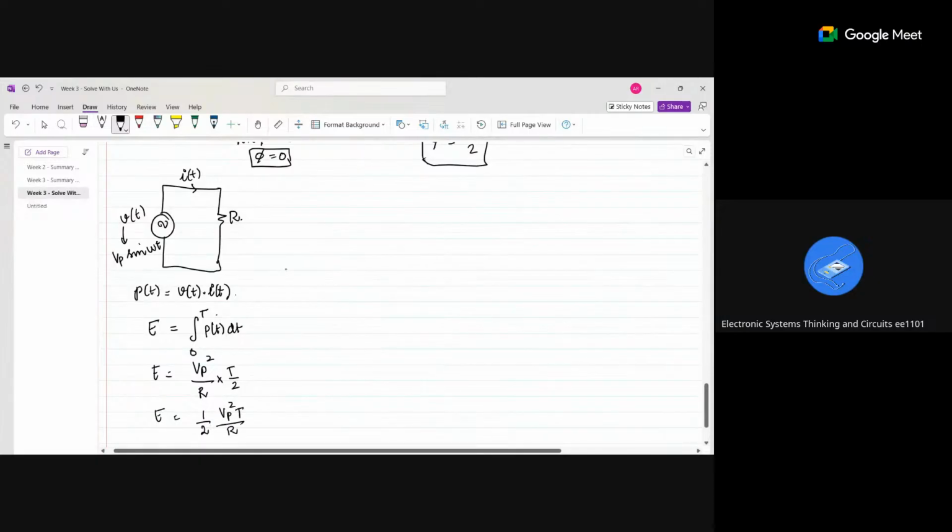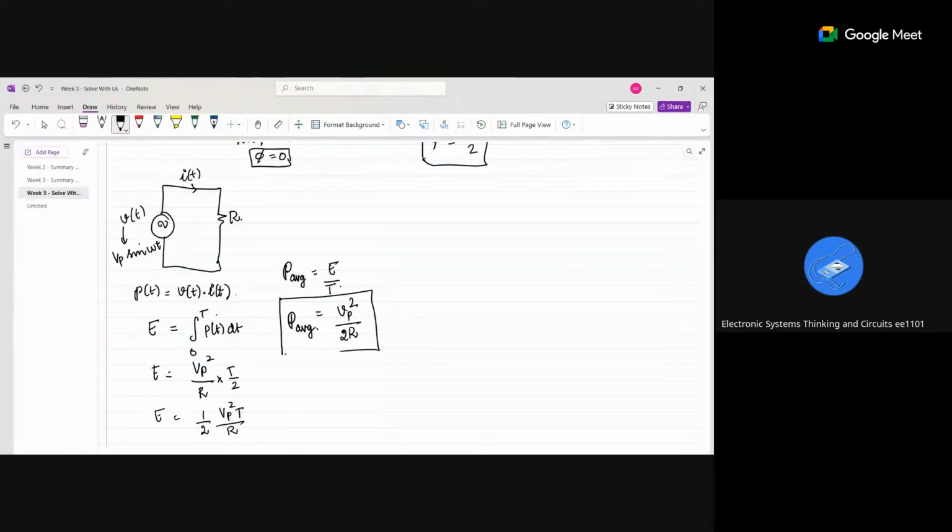Then what is P average? That is nothing but energy by time, right? So T and T will get cancelled, giving Vp square by 2R. So the average power for an AC circuit is Vp square by 2R.